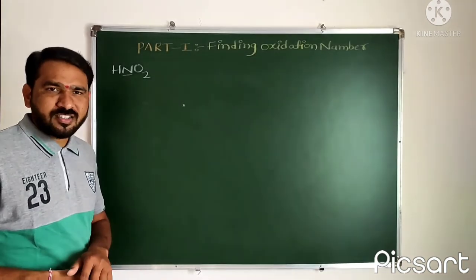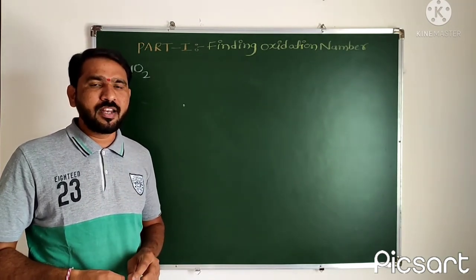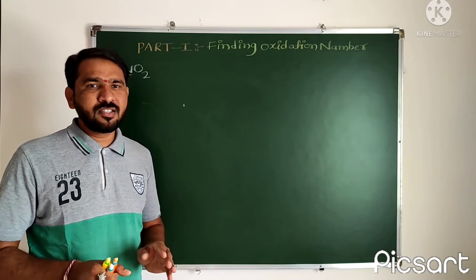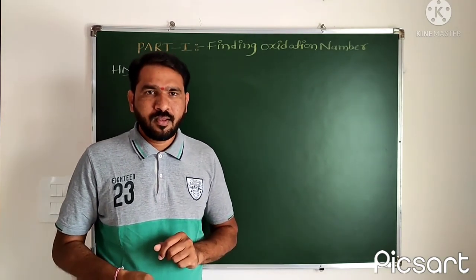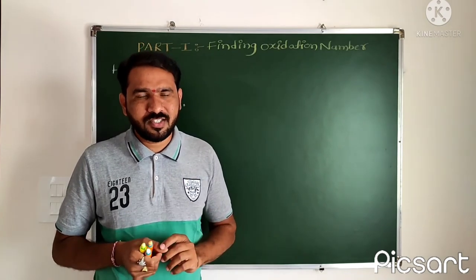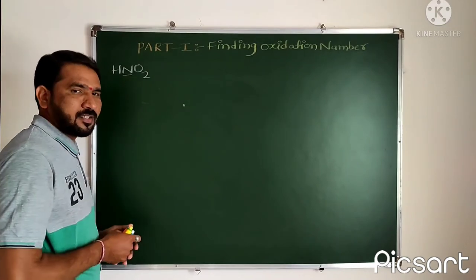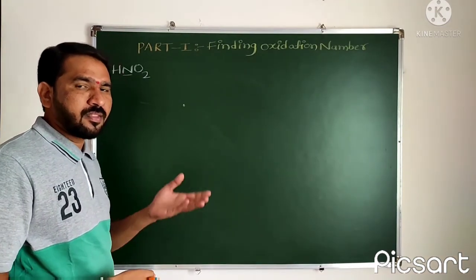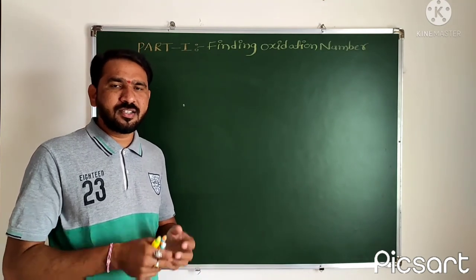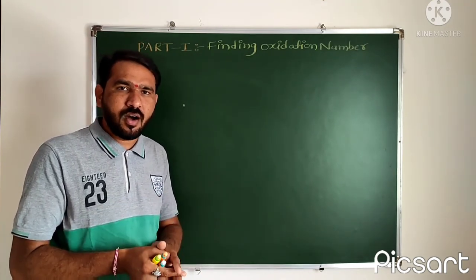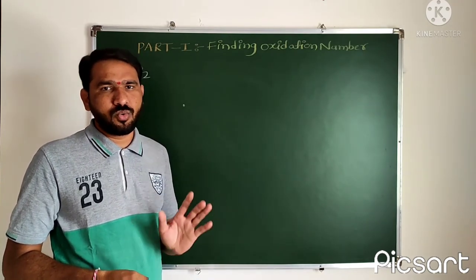With respect to oxygen, oxidation state -2 into number of oxygens 2 is minus 4. It means positive charges also 4 will be there. Among 4 positive charges, plus 1 is deducted by hydrogen, H plus. Remaining how much is there? 3. So nitrogen shows plus 3 oxidation state, that's it. Without using the formula also, we can get the oxidation state of nitrogen in HNO2.